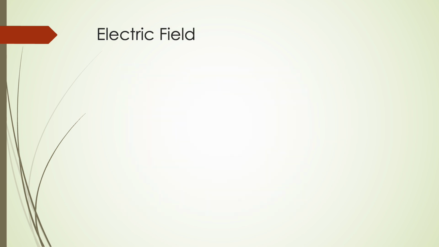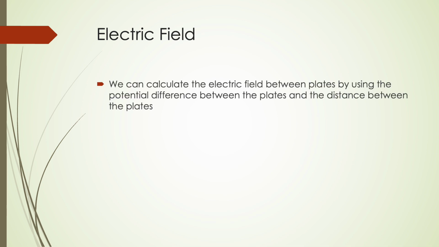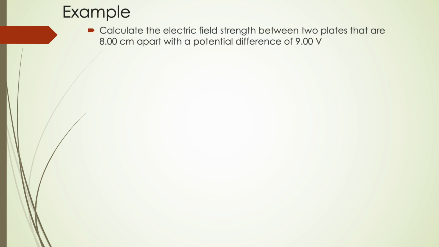Now with electric fields, we can calculate the electric field between the plates by using the potential difference between the plates and the distance between the plates. Our electric field is equal to our change in electric potential, or our potential difference, divided by our distance. So we'll look at an example.